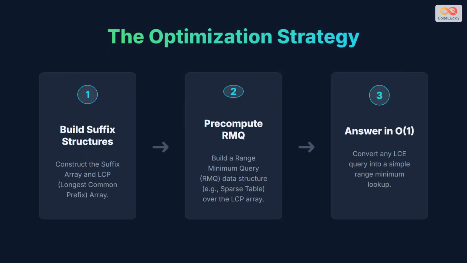To speed this up, we need a preprocessing strategy. Our roadmap involves 3 steps. First, we build the suffix array and the longest common prefix, or LCP, array. Second, we build a range minimum query data structure over the LCP array. Finally, we use these structures to answer any LCE query in constant time.